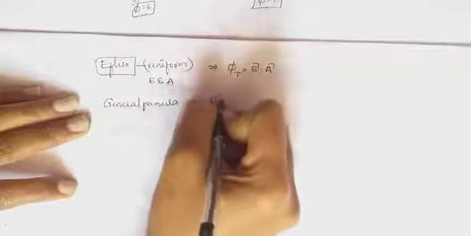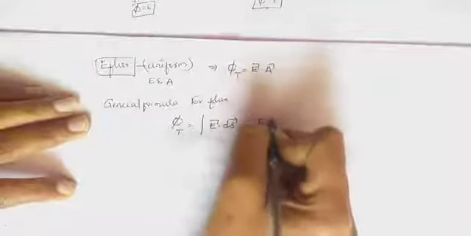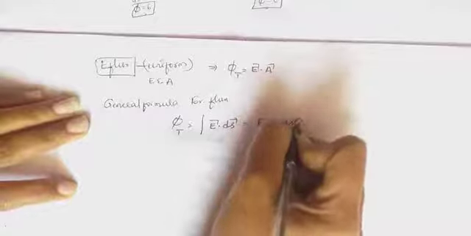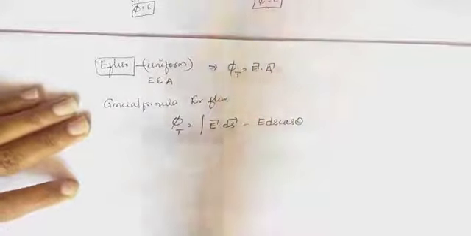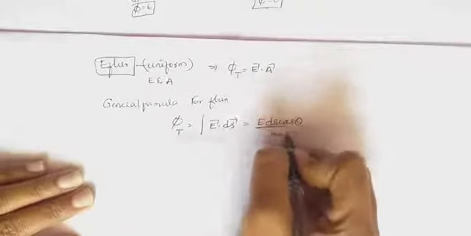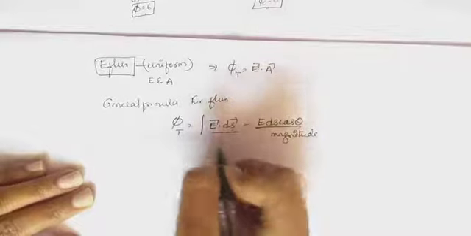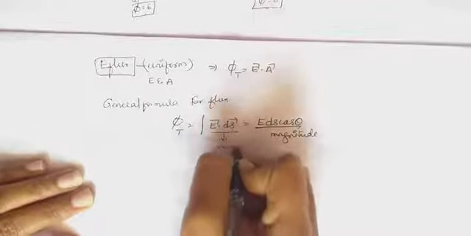The general formula for the total flux is the integration of E bar dot dS bar, that is E dS cos theta, or E dA cos theta. This is the general formula. This is the magnitude form, and the integral is the vector form.